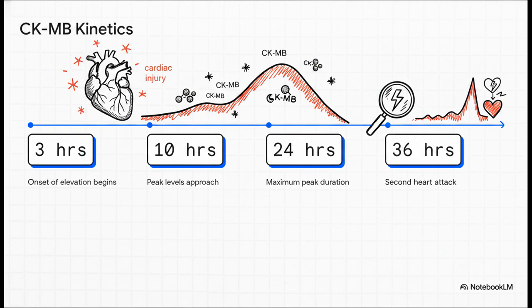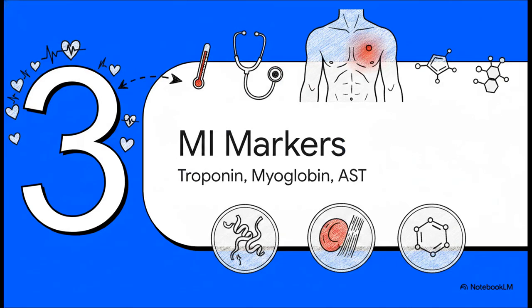Because if a patient has a second heart attack, a reinfarction, just a few days later, those CKMB levels will clearly spike again. Its quick reset makes it the absolute perfect tool for detecting early reinfarction. Next up, Section 3, MI markers. We're looking at troponin, myoglobin, and AST.